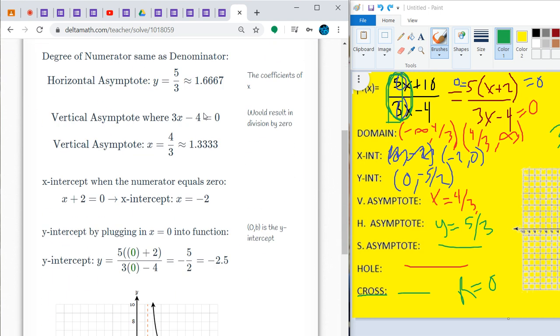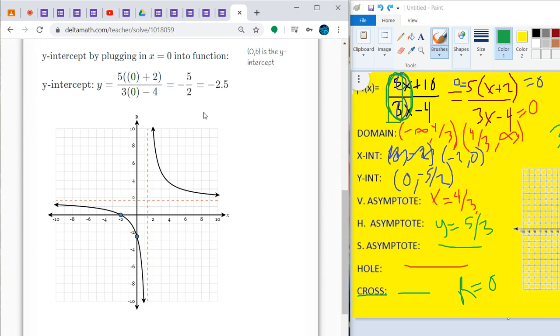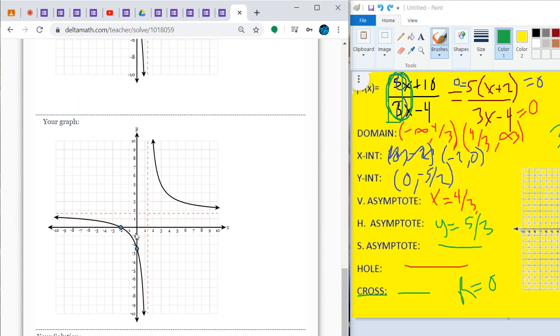And again, it gives you all of the information we just went through to make sure you have done it properly. There you have it.